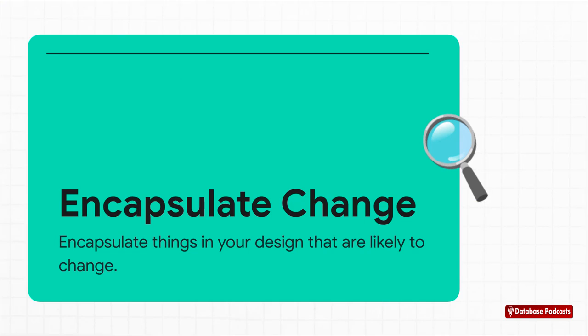Look, the goal isn't to prevent change. That's just impossible. The real goal is to see it coming and to build a wall around it. By figuring out the parts of your application that are most likely to be volatile and then encapsulating them, you protect the stable, unchanging parts of your system from all that chaos.